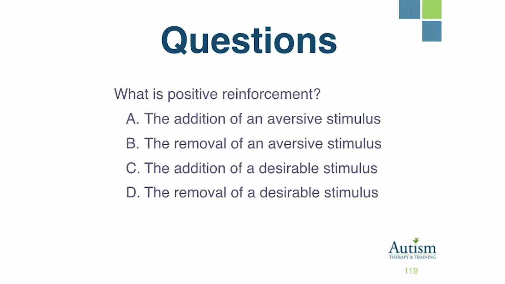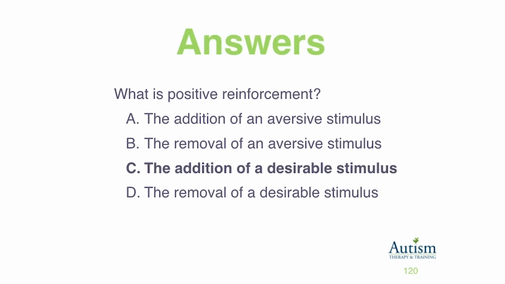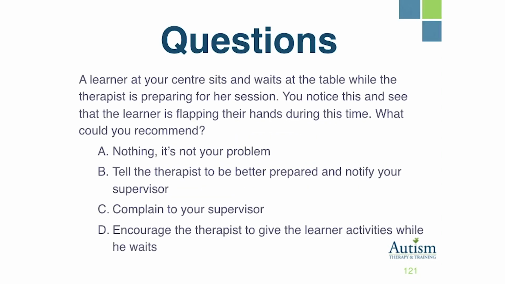And the correct response is C, the addition of a desirable stimulus. A learner at your center sits and waits at the table while the therapist is preparing for her session. You notice this and see that the learner is flapping their hands during this time. What could you recommend? A, nothing.